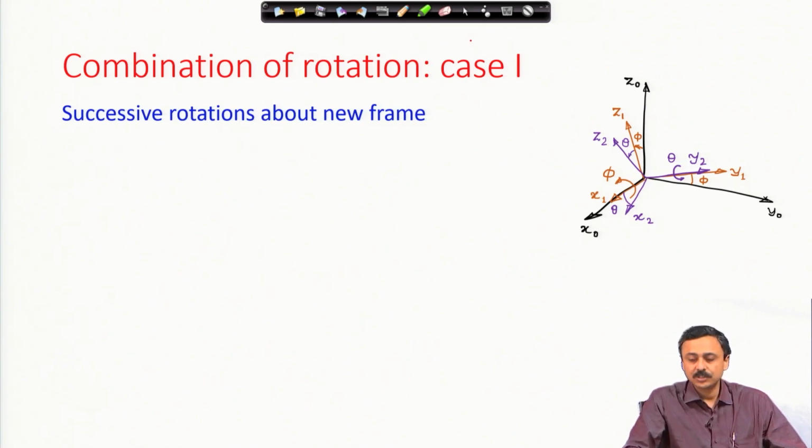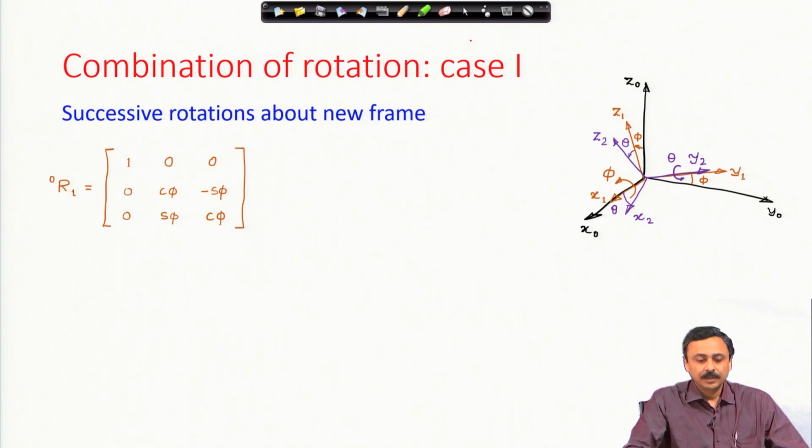Initially it was x0 y0 z0. I gave the first rotation to go to x1 y1 z1, and the second rotation to get the x2 y2 z2 frame. The first rotation was about x, the second rotation was about y1 or y2. All the angles are shown here. Let us write down these fundamental transformations about the axes.